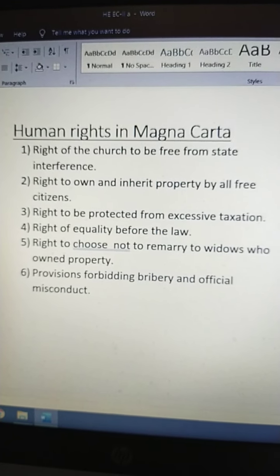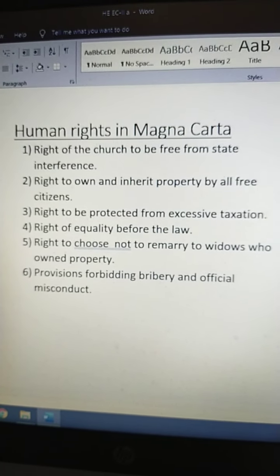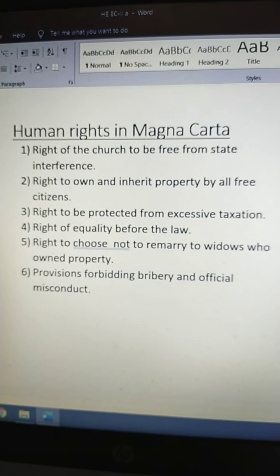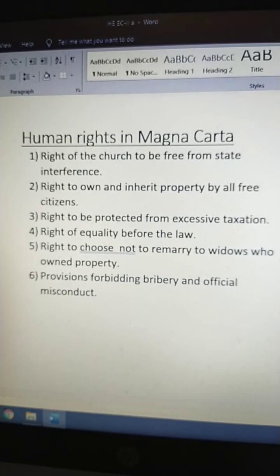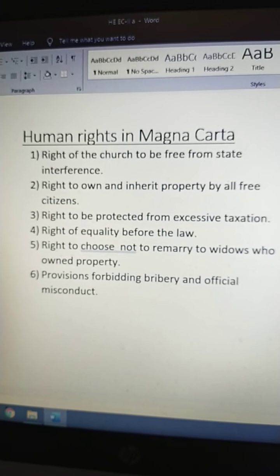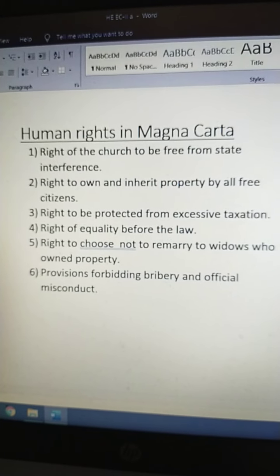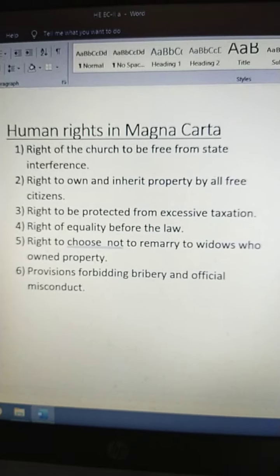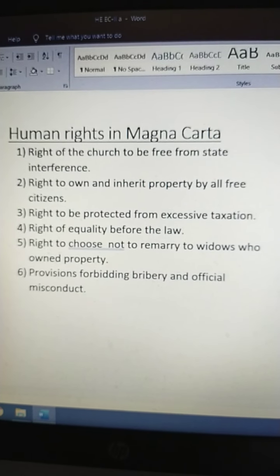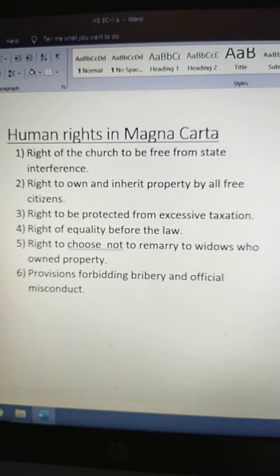The third right, to be protected from excessive taxation. Taxation happened to be the main source of a state's income. It was there in those ancient times, and in present days also. To increase the income, monarchs used to impose heavy taxation on their public. Now this was an atrocity and the general public objected to it.